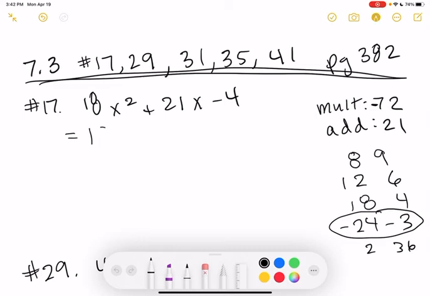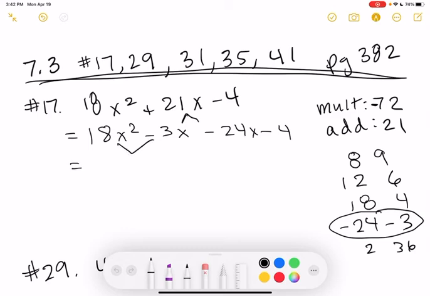18x squared, I'm just going to write out front. I'm going to put my negative 4 at the end. That 21x, we got the negative 24 or negative 3 to break apart that middle term. It might work if you put the negative 24 first, but I know that 3 and 18 will go nicely together. And I know that 24 and 4 will go nicely together. So again, it might work the other way, but I don't want to keep wasting your time, okay?